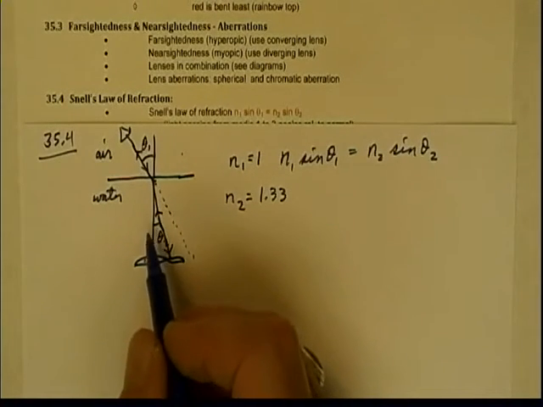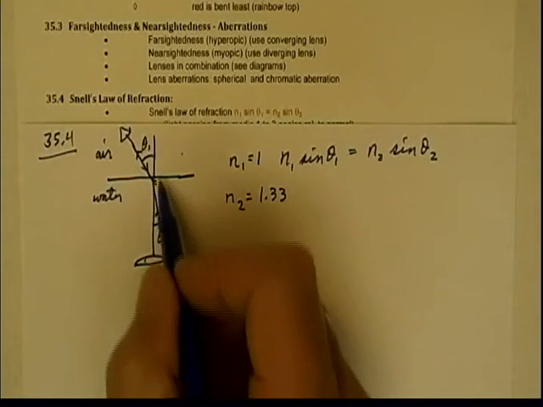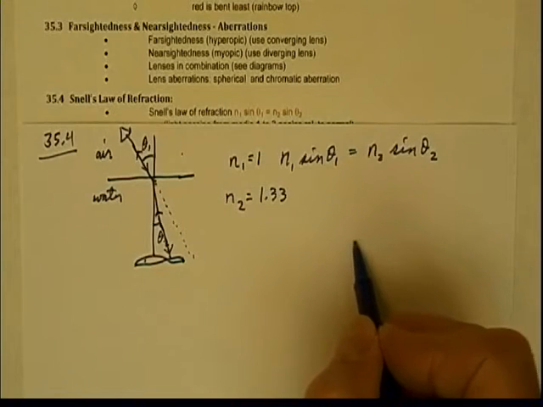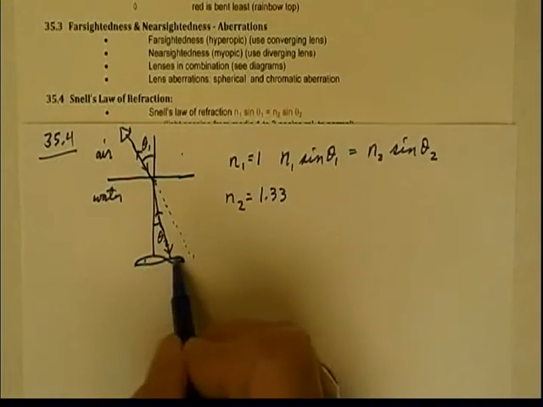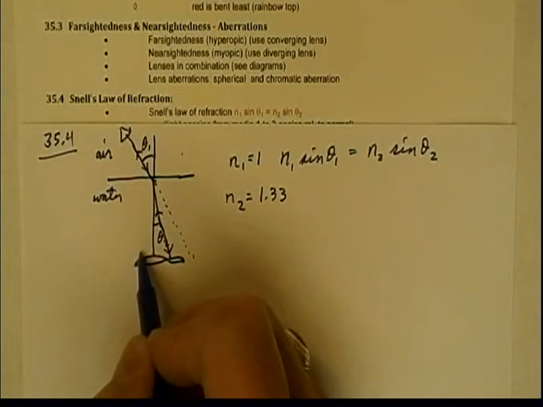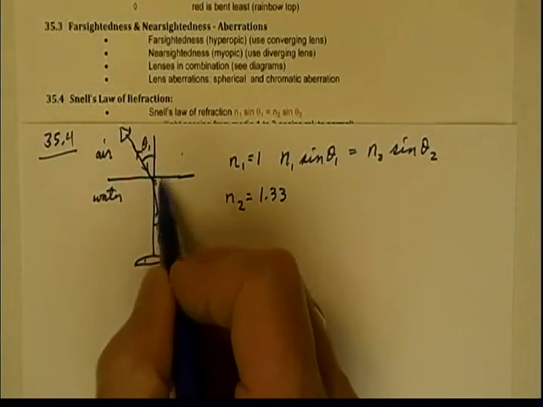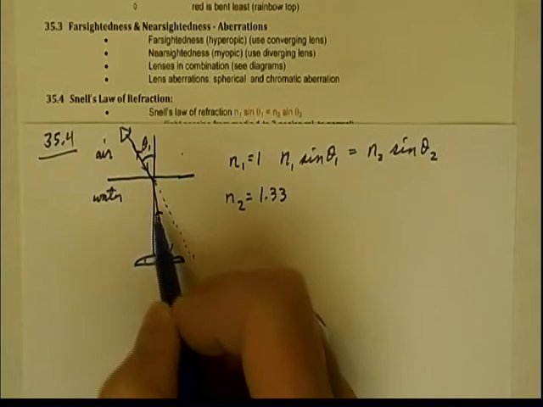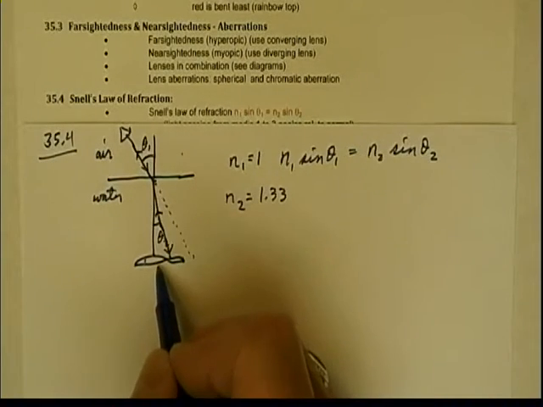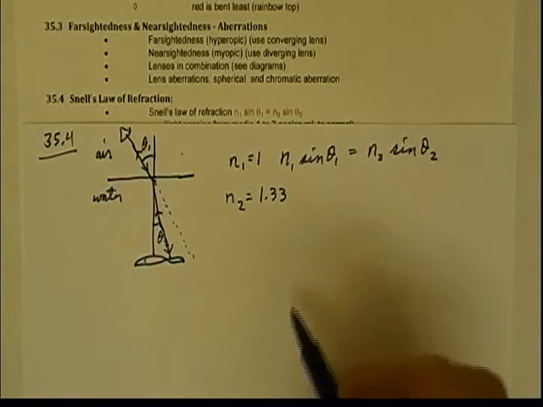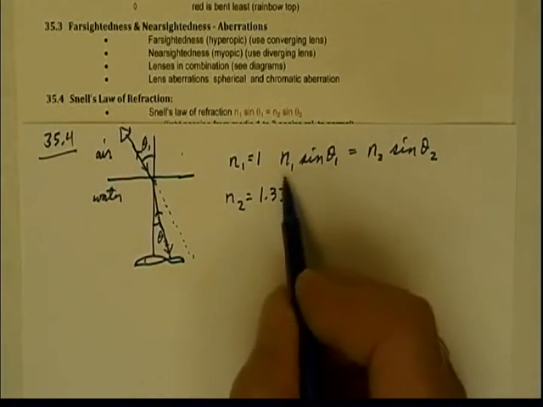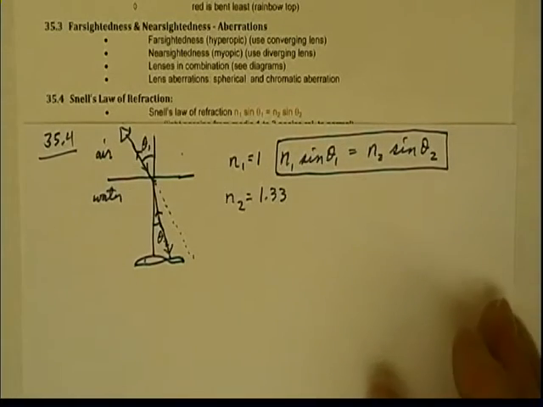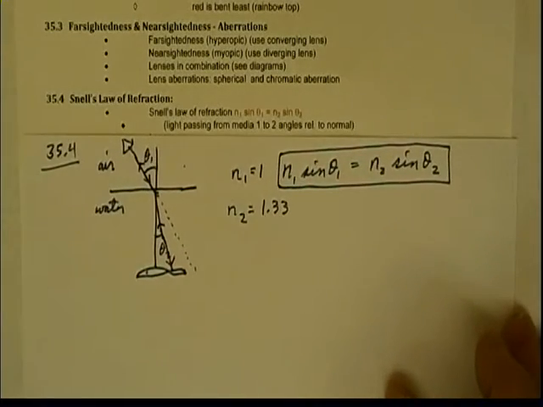If I actually look at this fish, it would appear to be closer. You can see that if you were to take the fish in the water here and then look at the two lines as they come up here, it looks like the lines would converge right here, so it would appear to be closer to you than it actually is. Remember Snell's law, because it's used repeatedly and it's the foundation of all of our optics for thin lenses.